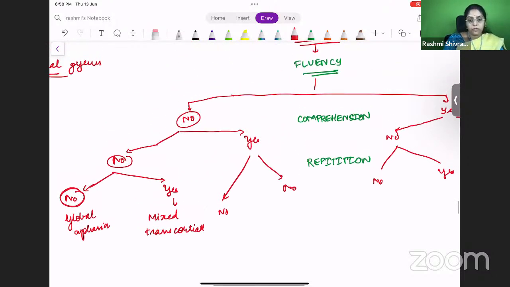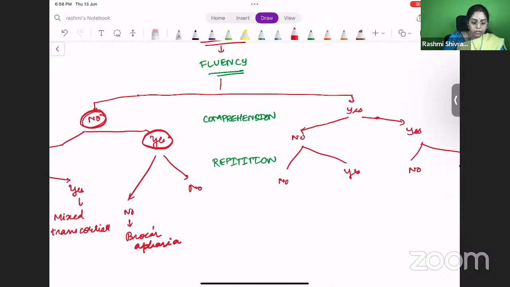The patient is not having fluency, but has comprehension, and is not able to repeat. So what? No fluency, no repetition, but he is able to comprehend. So what does this mean? The patient is having a Broca's aphasia. He is able to comprehend, but he's not fluent and he's not having any repetition. So this is Broca's aphasia or motor aphasia.